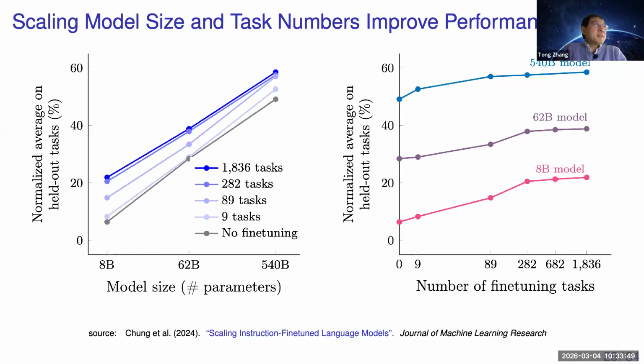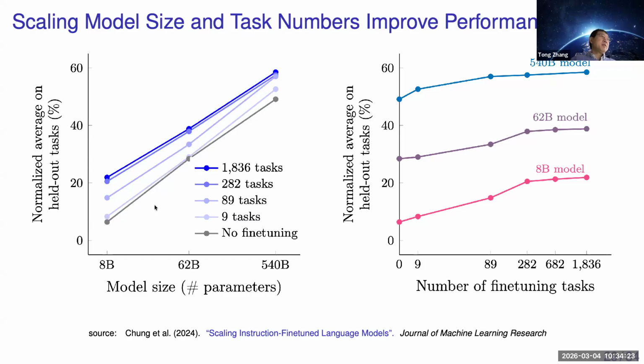For scaling model size and the task numbers, right? So do you increase? And these are held out tasks, right? Remember, in the earlier paper, they showed that they are similar in the held in, but they are more interested in the held out. And if you look at that, when the model size goes up, it certainly goes up. Model size actually matters more if you look at this, right?